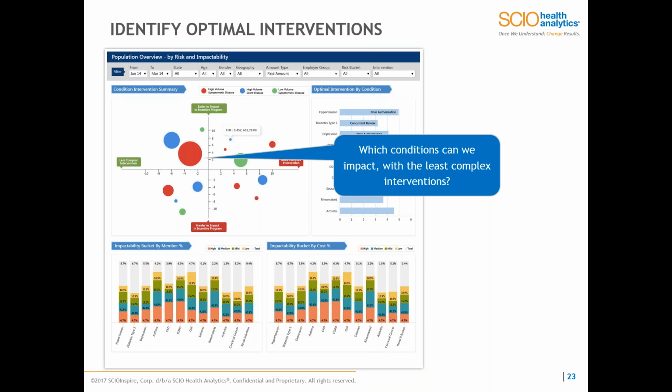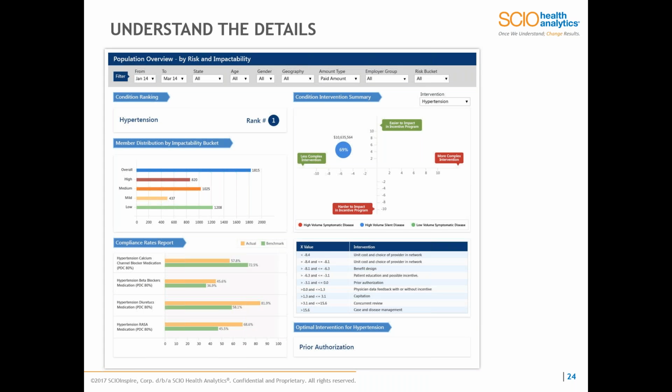What is the best type of program? What would this population be most incented by in order to comply with the program that you're trying to get them to engage with? So again, understanding those details of the distribution by impactability, by condition, by intervention. So this is just drilling down into hypertension, right? So within that, being able to drill down within that population and understand overall, for those with hypertension, where they fall from an impactability perspective. Intervention-wise, where is the best way to intervene, and with what type of intervention?